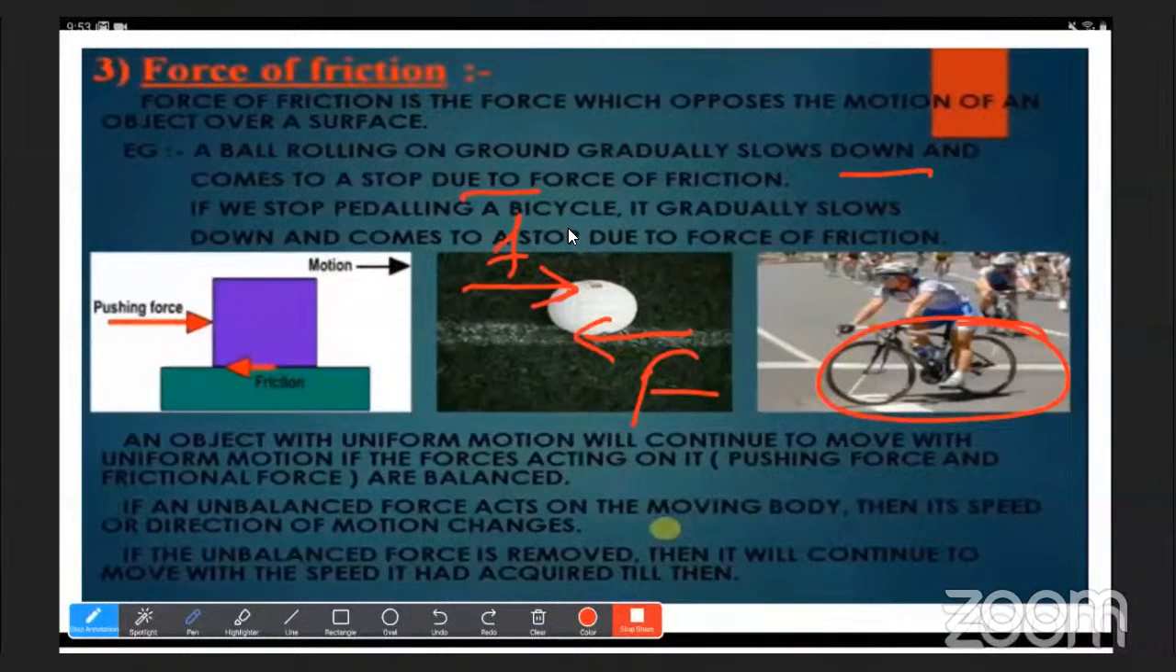Okay, so if unbalanced forces act on a moving body, then its speed or direction, or both speed and direction, change. If the unbalanced force is removed, then it will continue to move with the speed it had acquired till then.